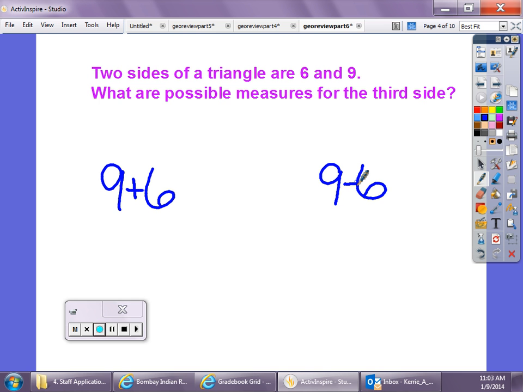All right, so I have 3 and I have 15. So anything between 3 and 15, but not including 3 and 15. So greater than 3 and less than 15. So I could pick 4, I could pick 12, I could pick 13.9. Can I pick 3? No. Can I pick 15? No, I can just pick the numbers in between that. That was number 54. Okay, number 55.